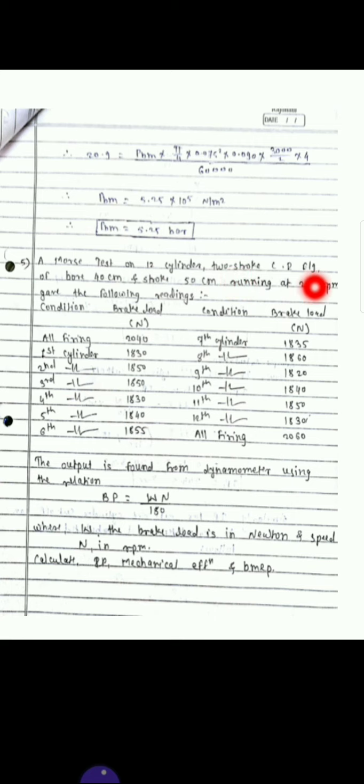A 2-stroke CI engine of bore, that means diameter is given, and stroke is given. That is, D is given, L is given. Running at 200 RPM, speed is also given, N. The engine gave the following readings, and whatever the readings are, those are written here. In those readings, the first condition is given, that means all cylinders are firing, then the first cylinder is made inoperative, then the second cylinder is made inoperative, in this way, and a particular brake load is given. Here not brake power but brake load is given, in terms of Newton.